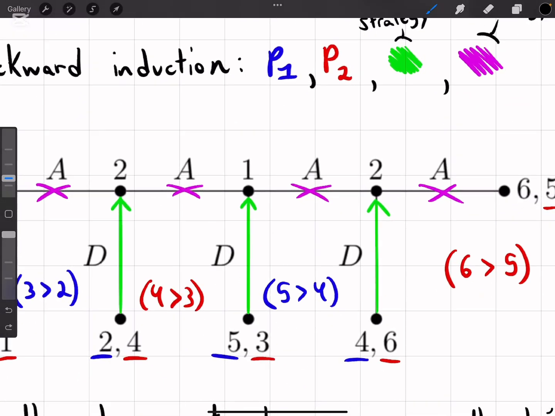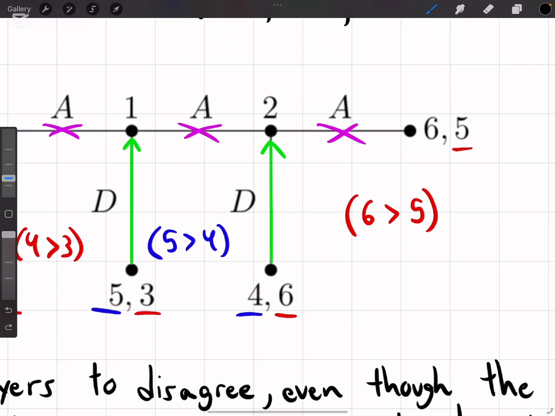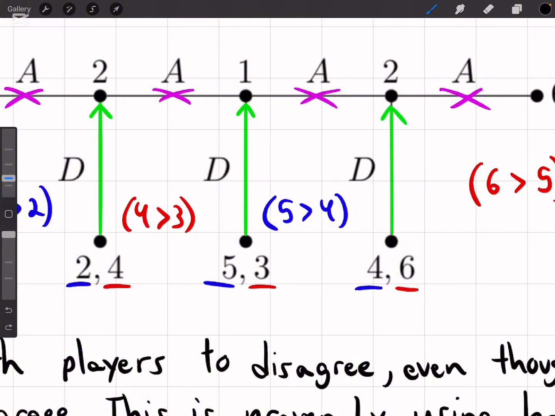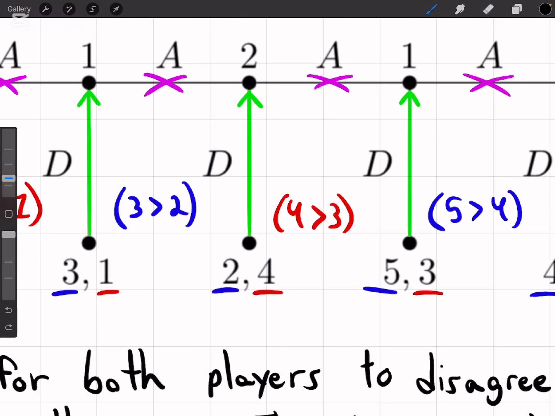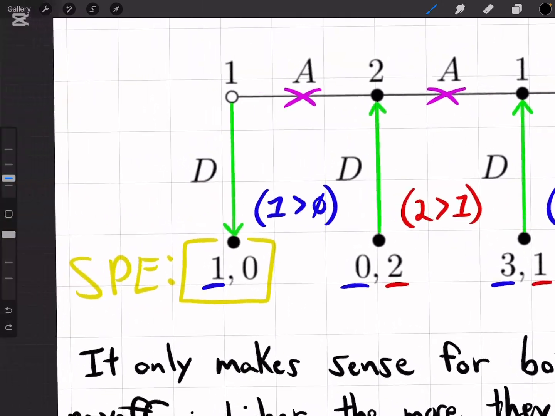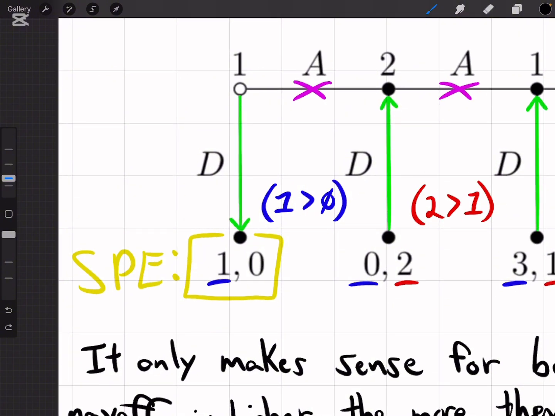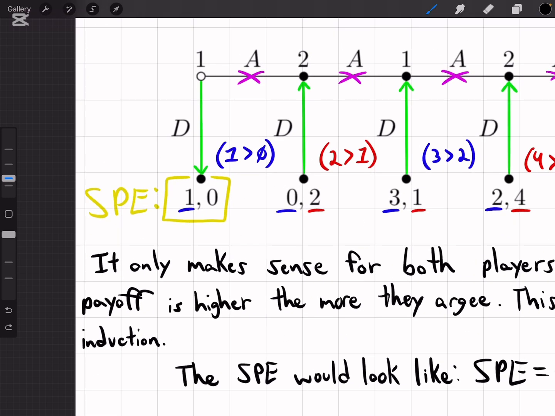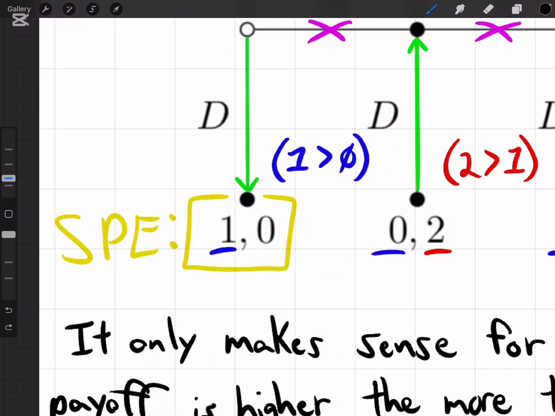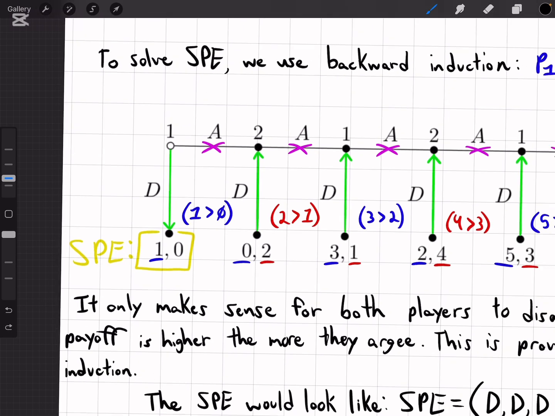So like I just explained, player 2 is always going to be choosing D. Player 1, realizing that 5 is greater than 4, chooses D. And then player 2, realizing that 4 is greater than 3, chooses D. So your subgame perfect equilibrium is this very measly outcome where player 1 gets a utility of 1 and player 2 gets a utility of 0, which is hilarious.